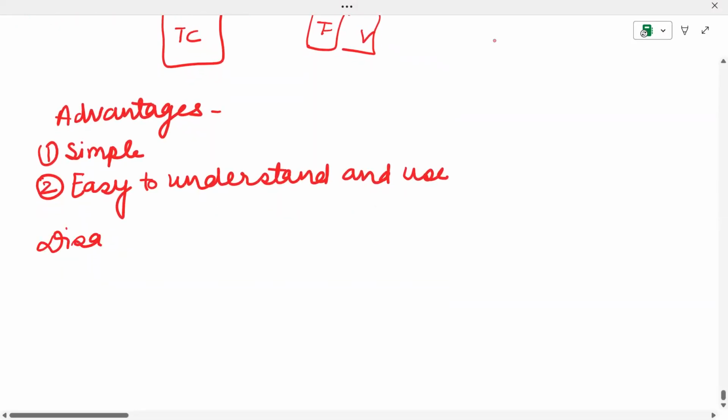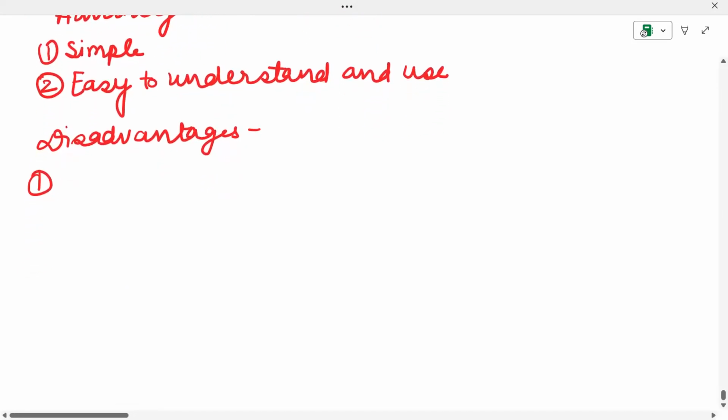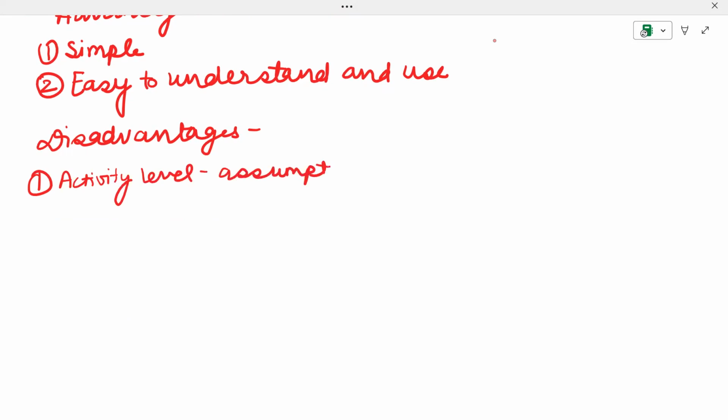Now, nothing in the world comes with only advantages. There are always disadvantages. So, let's talk about the disadvantages of this method also. First of all, it assumes that the activity level is the only factor which is affecting the cost. So, activity level assumption, right? Assumptions will more or less be the disadvantages.